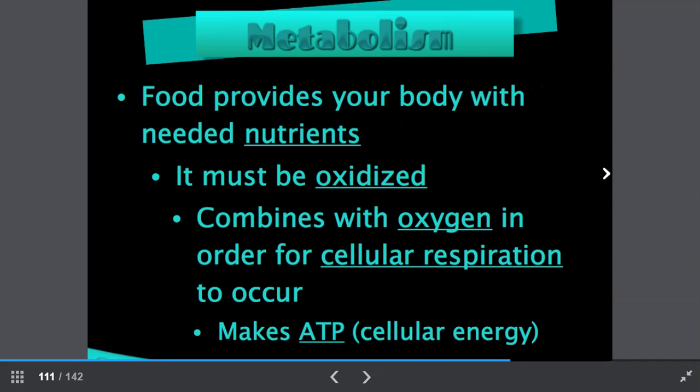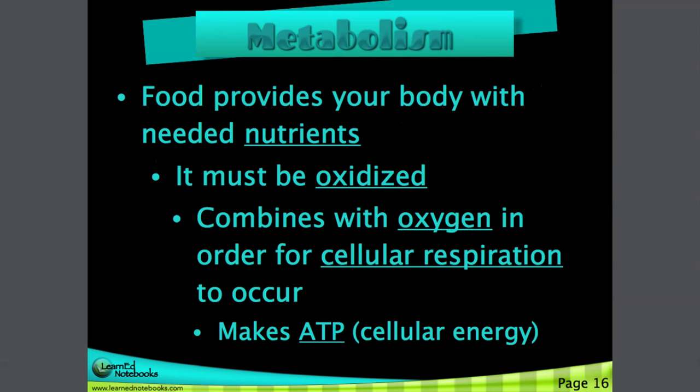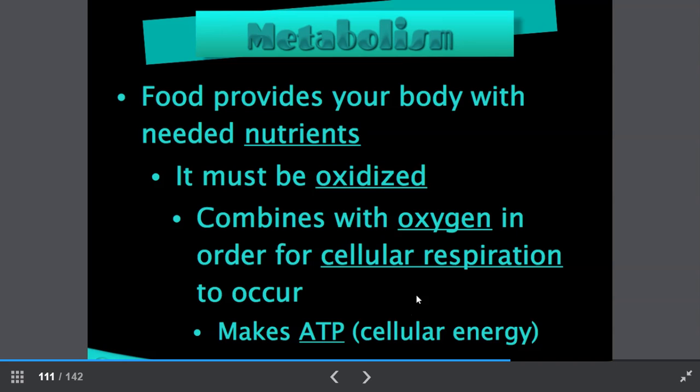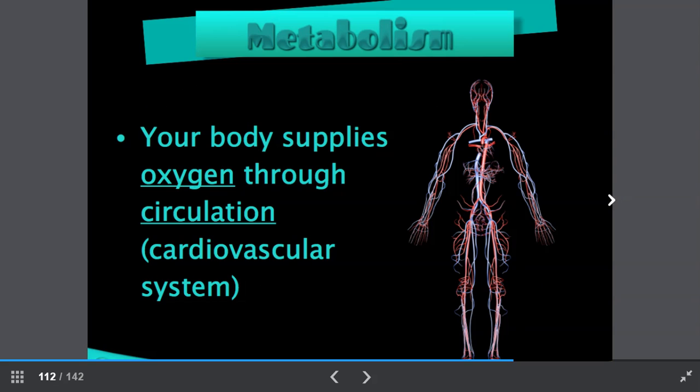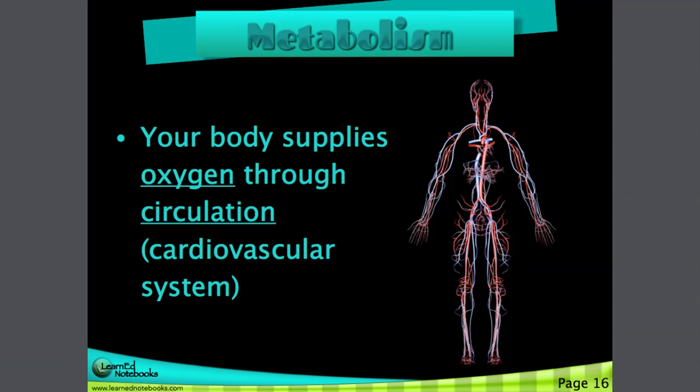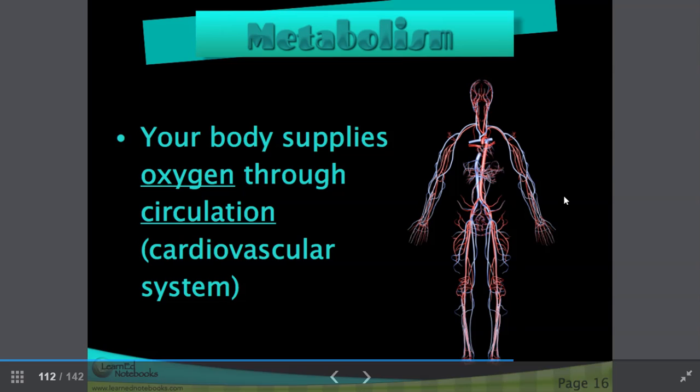Food provides your body with needed nutrients. The food must be oxidized in order to be used. It combines with oxygen in order for cellular respiration to occur. And the resulting process gives us ATP, cellular energy, adenosine triphosphate. Your body supplies oxygen through circulation using your cardiovascular system. Think back to your 7th grade science classes where you studied the cardiovascular system in the human body.